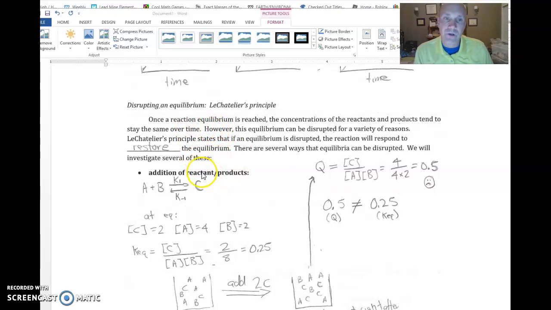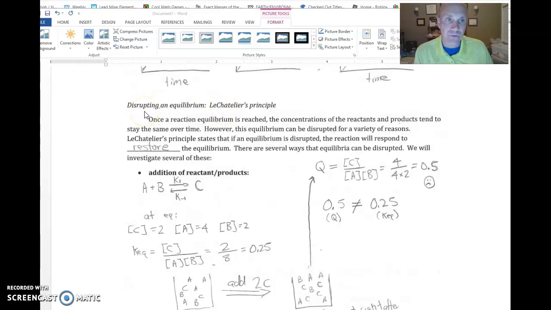So in the previous video, we talked about chemical equilibrium and how reactions, when they're reversible, generally tend to get to a state where they're at equilibrium. But once that equilibrium is reached, it doesn't necessarily mean that it has to stay at equilibrium permanently.